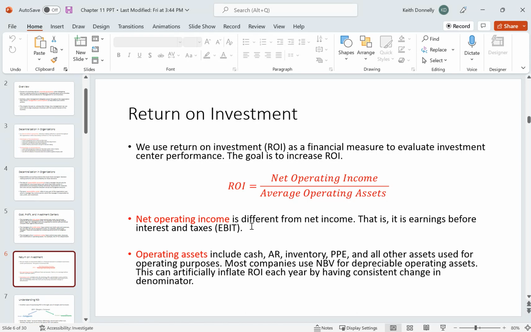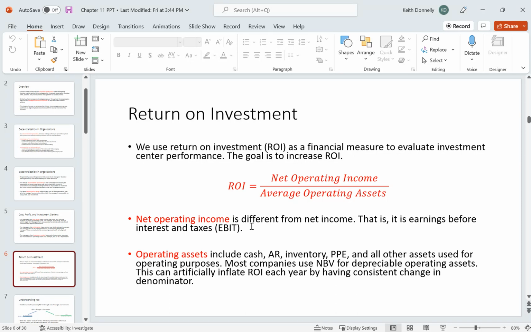And then your operating assets. It's exactly what the term implies. It's the assets that you use to operate the business on a day-to-day basis. So things like cash, accounts receivable, inventory, PP&E, property, plant, and equipment, and basically all other assets used for operating purposes. The idea here is that it's average operating assets as well, so it's your beginning operating assets plus your ending, divided by 2.